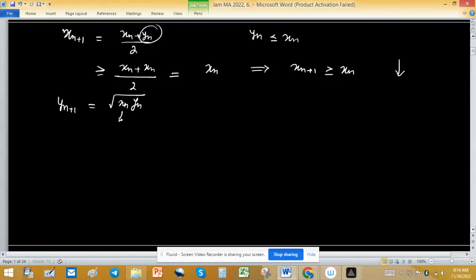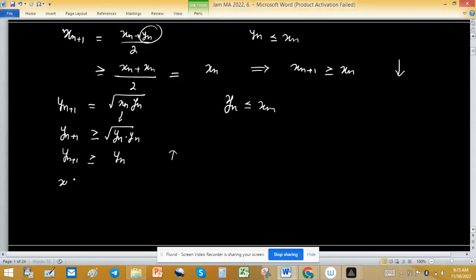And y_{n+1} equals the square root of x_n times y_n. So replace x_n to find the nature of y_n. As y_n is less than or equal to x_n, if we replace x_n by y_n, we get the square root of y_n times y_n, and this will be greater than or equal to y_n. From this we have y_{n+1} greater than or equal to y_n, means an increasing sequence.